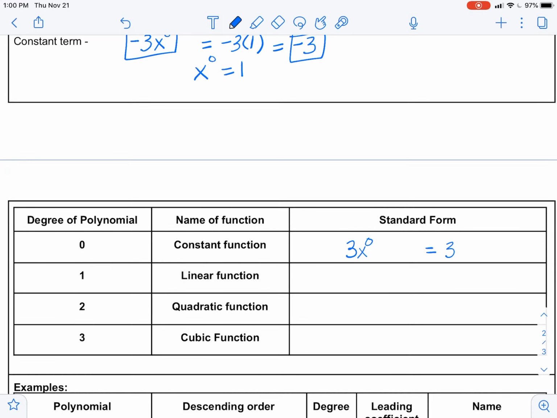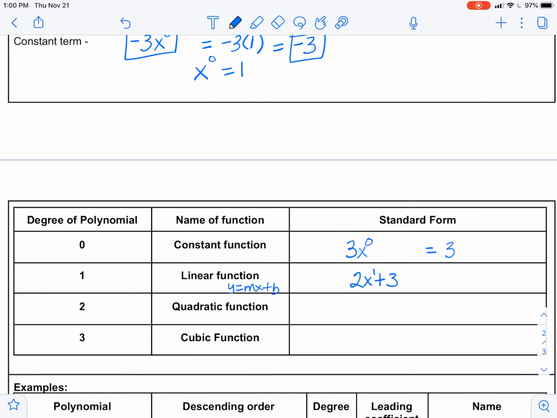We have our linear function, guys, which goes back to, if you think about a line, our mx plus b. And so our linear function is something in the form of 2x plus 3, and it has a degree of 1. That's how you recognize your equations.